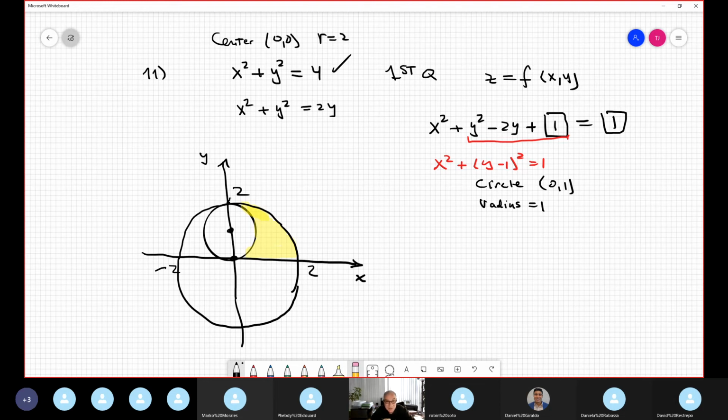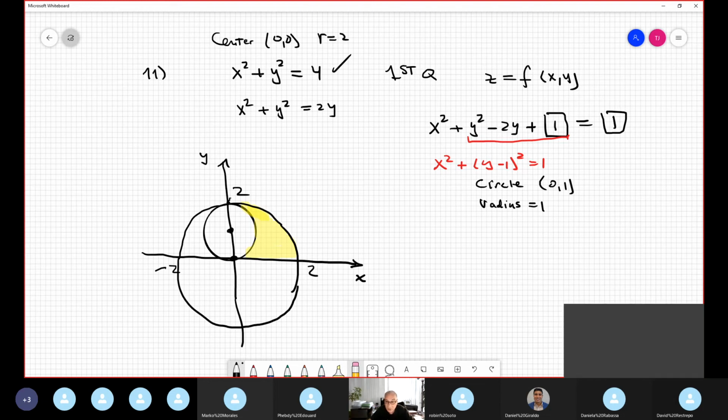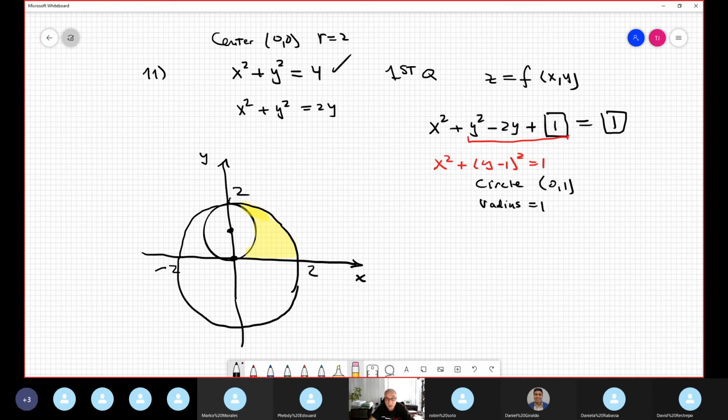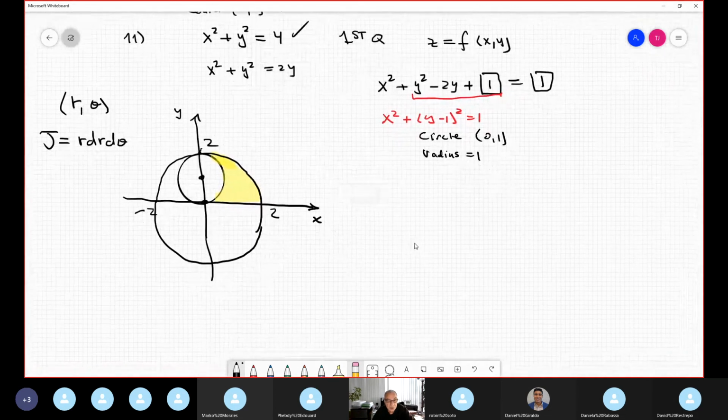The reason is we are dealing with circles here. Always when you have circles, it is polar. It's the key idea. Okay, so in polar, remember the coordinates are r and theta, and the Jacobian is r dr d theta.